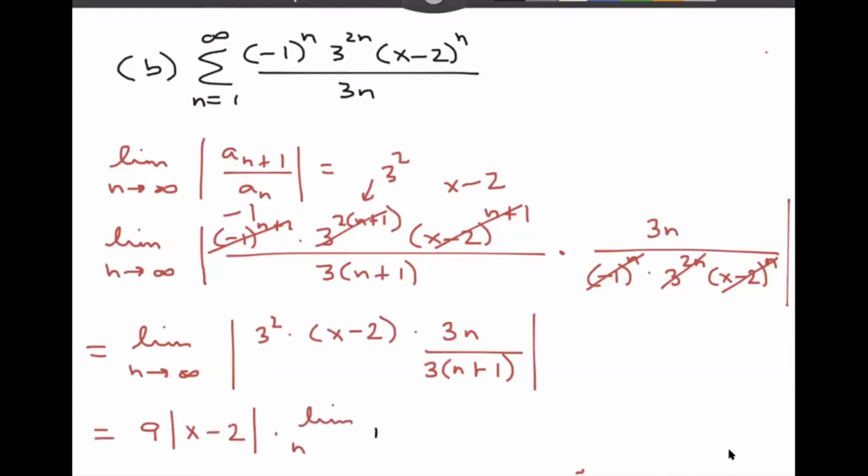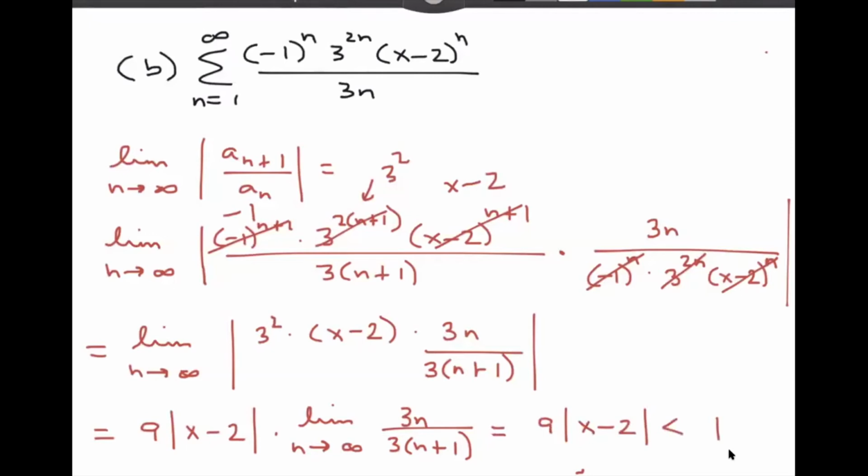And then the limit as n increases without bound of 3n over 3 times n plus 1. That limit is equal to 1. So we are left with 9 times the absolute value of x minus 2. This power series will converge absolutely as long as that expression is less than 1.